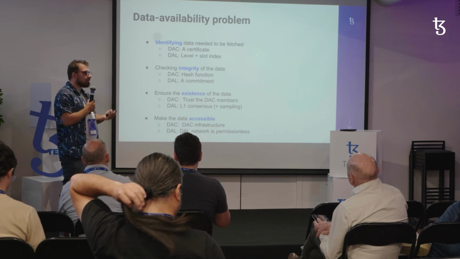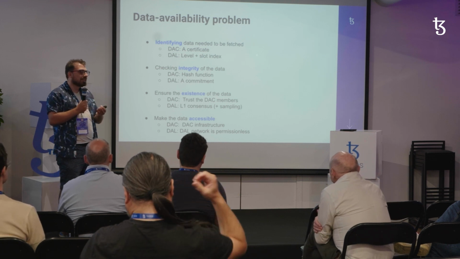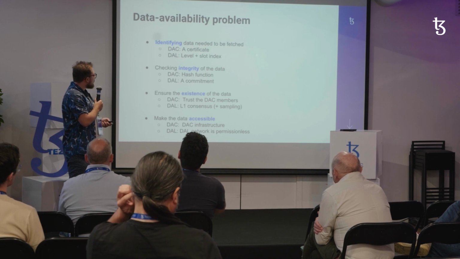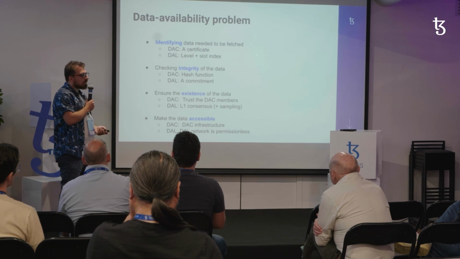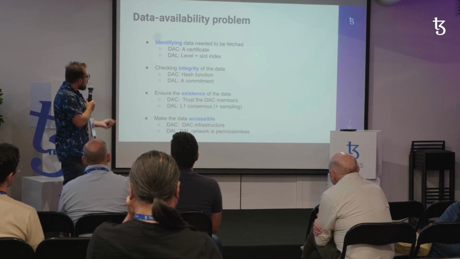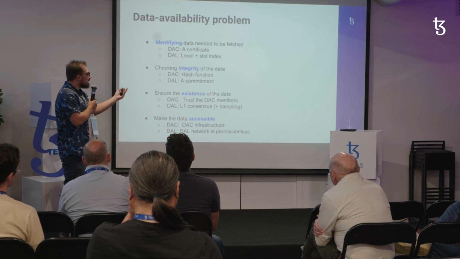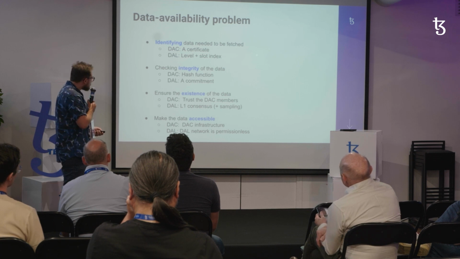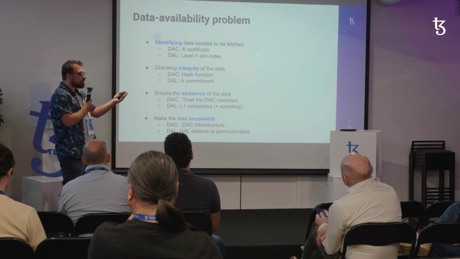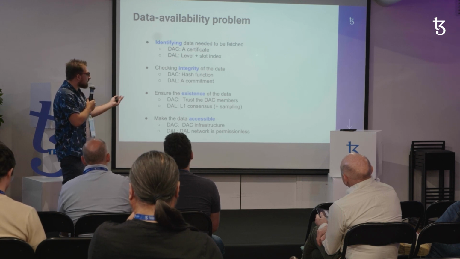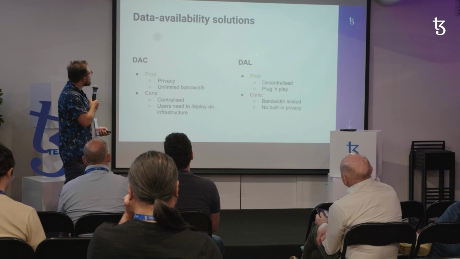To check the integrity, for the DAC, we reuse a hash function. And for the DAL, we use something a bit more involved, relying on cryptography, which is called a commitment. So the main issue to ensure the existence of the data with the DAC is to trust the DAC members, while for the DAL, we reuse the L1 consensus. And later on, we will also use sampling. And finally, if we want to make the data accessible, with the DAC, we reuse the DAC infrastructure, while the DAL is permissionless. So anybody can connect to the DAL by running a DAL node.